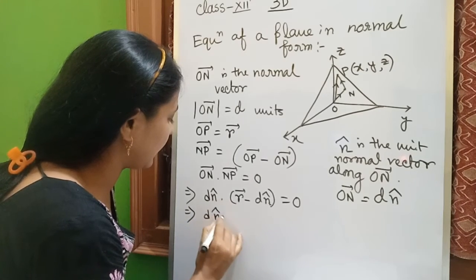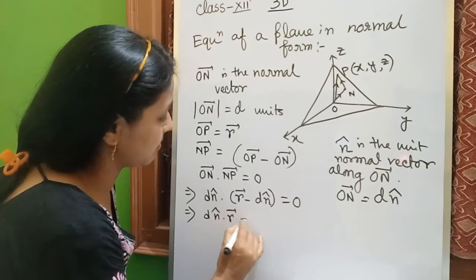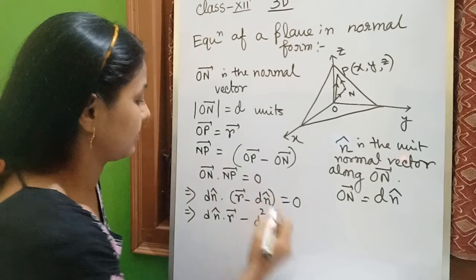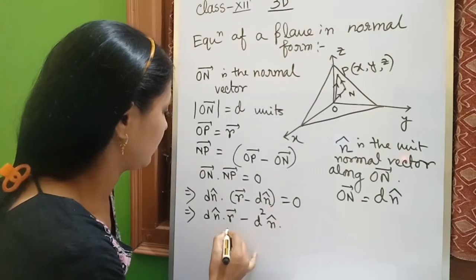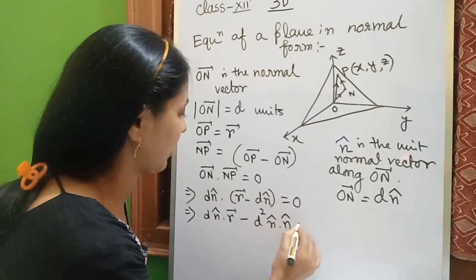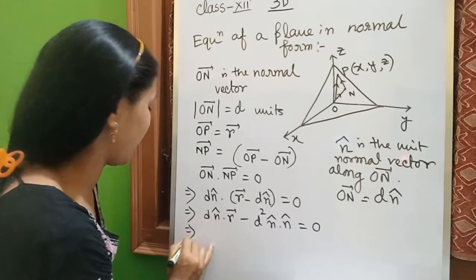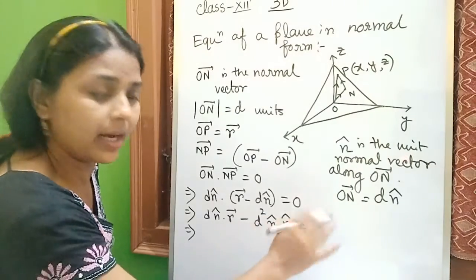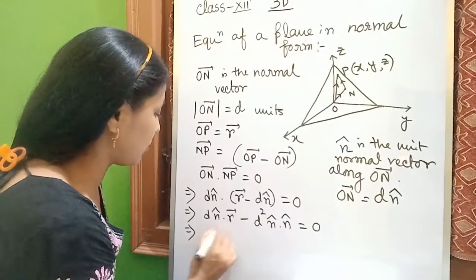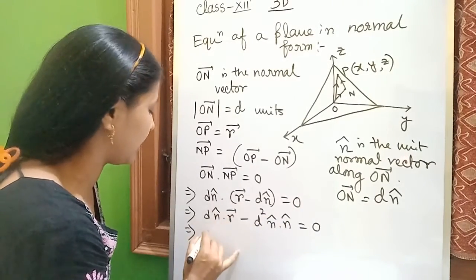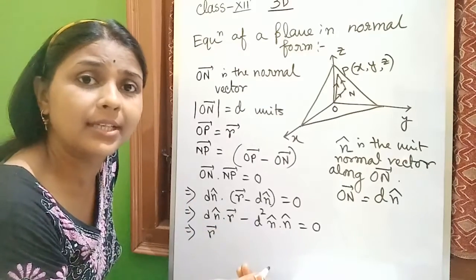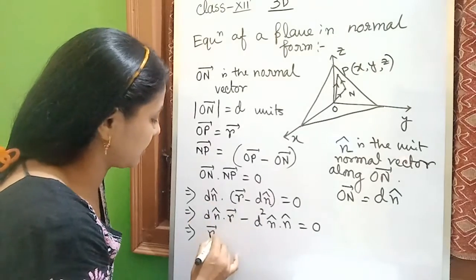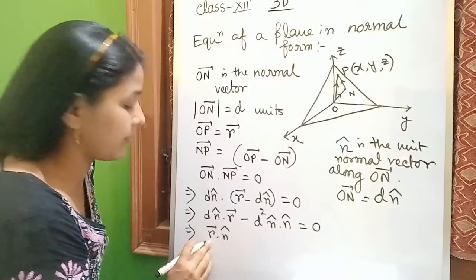d n cap dot r vector minus d square n cap dot n cap, that is equal to 0. Okay. So from this and this we can take d common and we can cancel it. So I am writing this one as r vector dot n cap. Because why can we write it? Because the dot product of two vectors is always commutative. That's why I am writing r vector first.